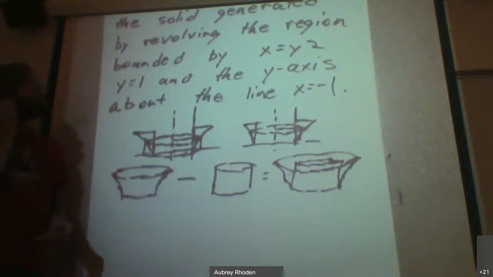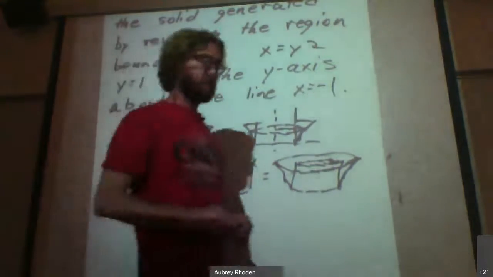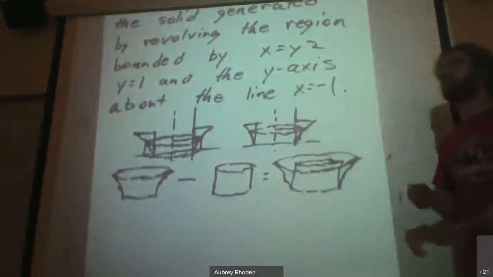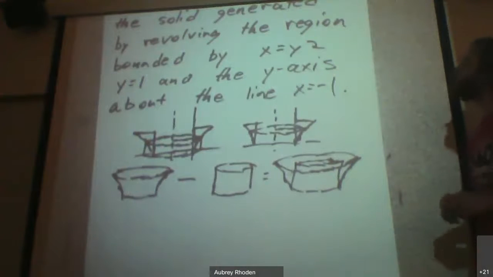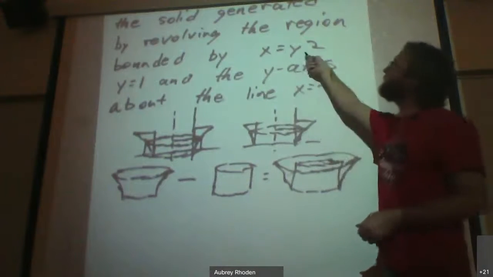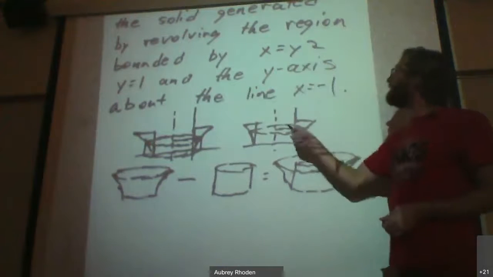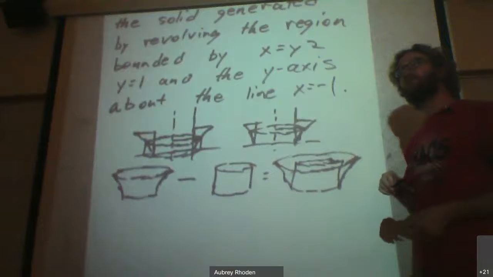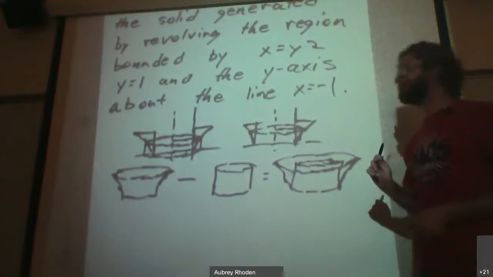Okay, remember, since we're doing the disk method on this one, this is going to be an integration with respect to y because we're pushing up in the direction of y. Okay? So this distance right here is x, which equals y squared. And this distance right here is 1. So the radius of our disks is actually 1 plus y squared.